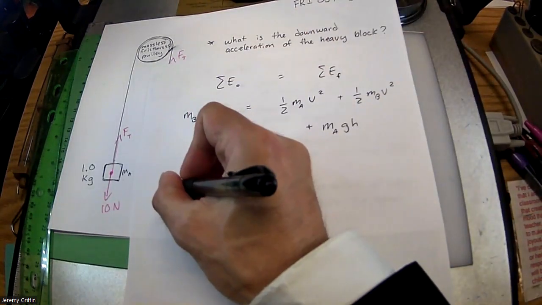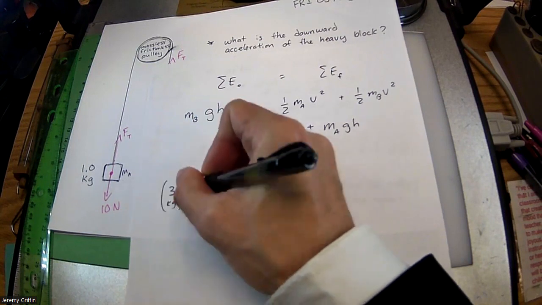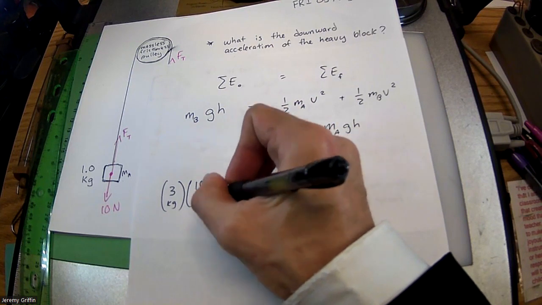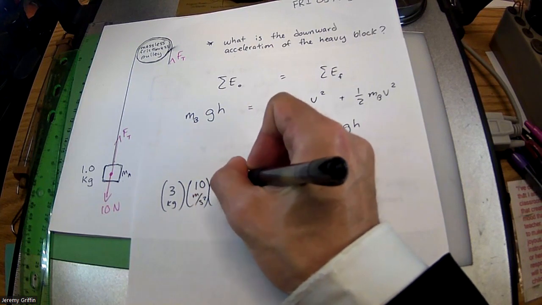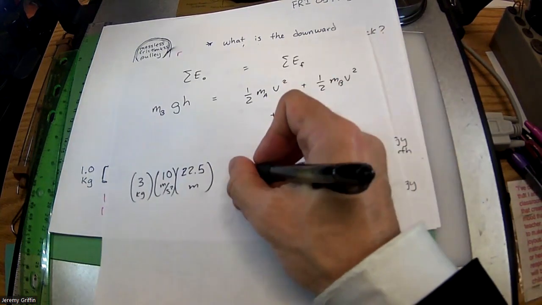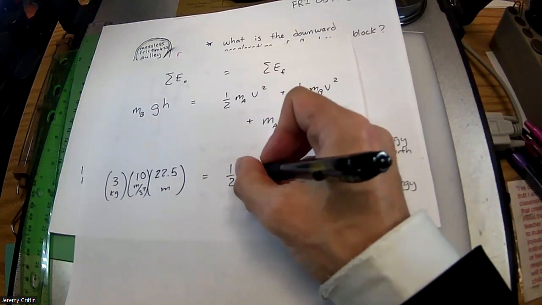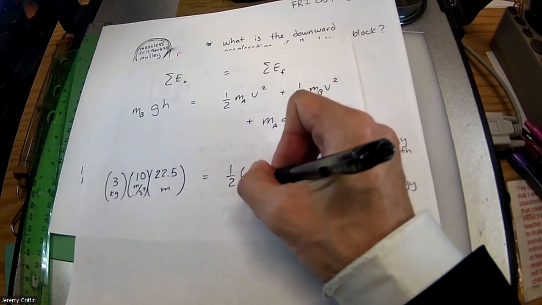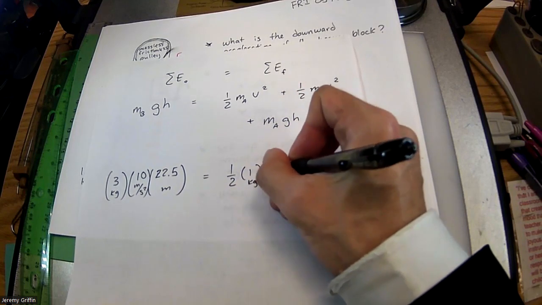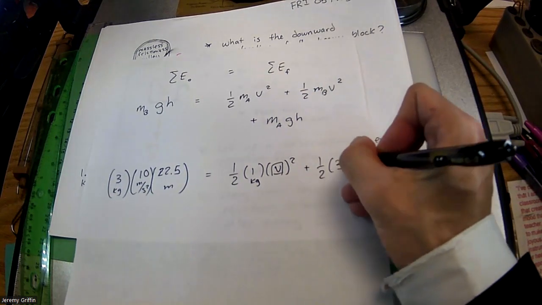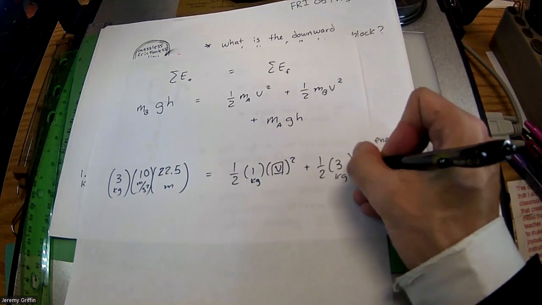Mass B, I've got 3 kilograms. So we got this 3 kilogram block. Let's go ahead and use 10 meters per second squared. We got 22.5 meters. And where'd that energy go? So 1/2 times mass A, which is 1 kilogram, we're solving for this V squared, plus 1/2 times 3 kilograms times the same V squared.